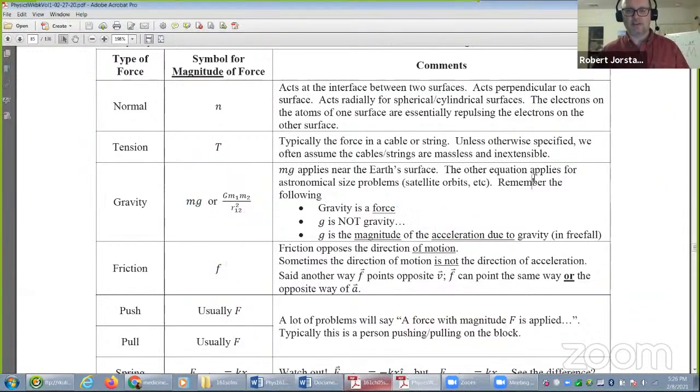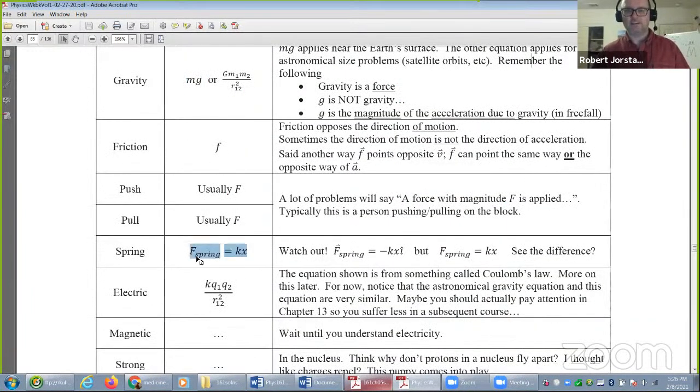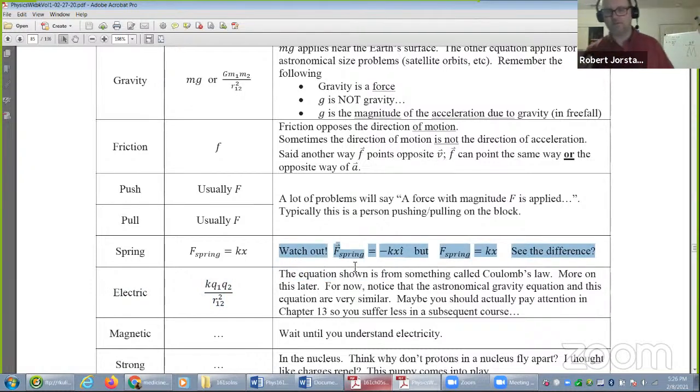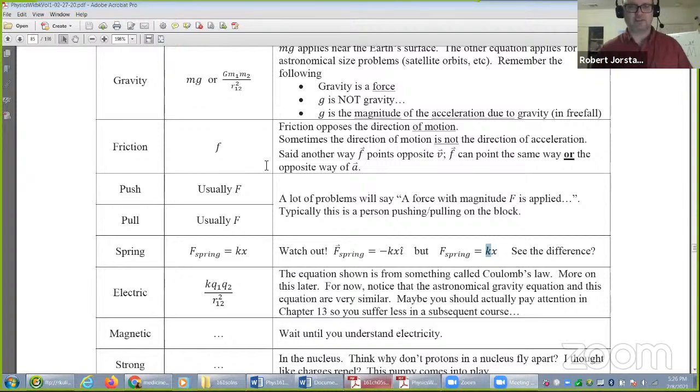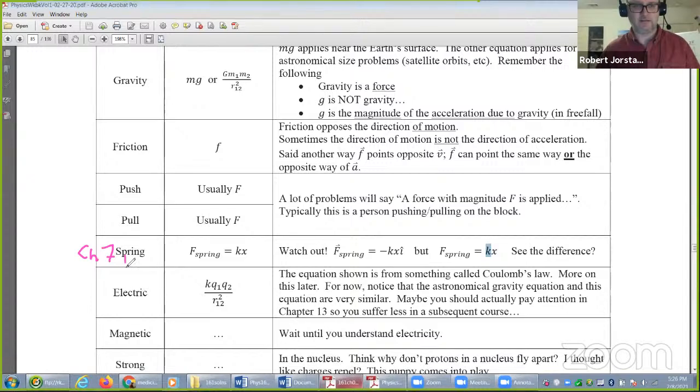So those are some comments I have on that. Springs. This is a very common one. Notice in this chapter, you have to be very careful with this. You're going to see the difference a couple of times. Notice one of these equations is a vector equation and one of them is a magnitude equation. The magnitude of a spring force depends on how much it's stretched and some constant. We're going to talk about that in chapter 7, and maybe chapter 8. We'll worry about that then.